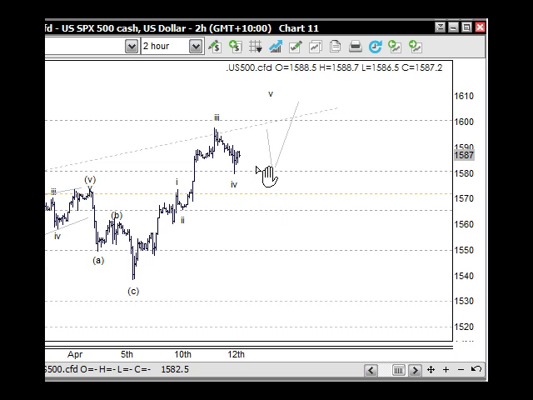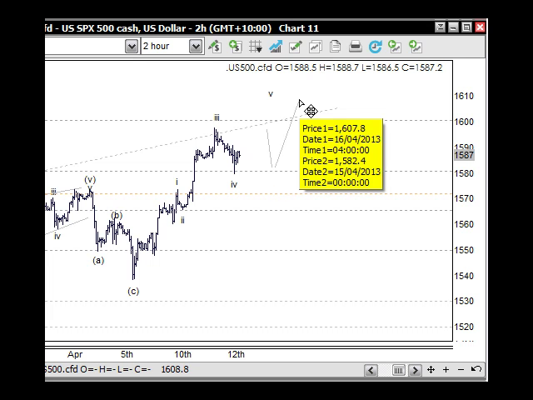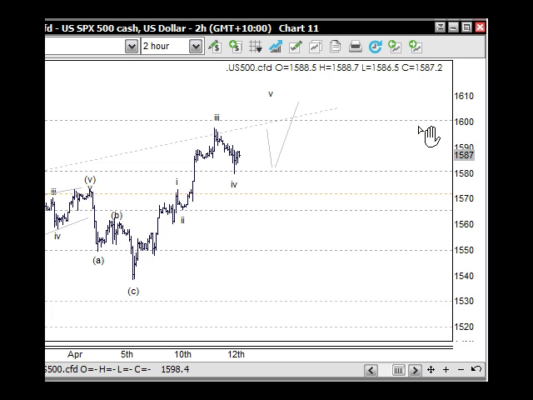Once this has its little correction here, we should see another wave up through here, of course reaching 1600, a big fat round number, and it's going to be a bit of a brick wall there as well. So we should see a larger corrective pattern across here. In the short term, we really want the wave 4 here to stay above the 1572 there.